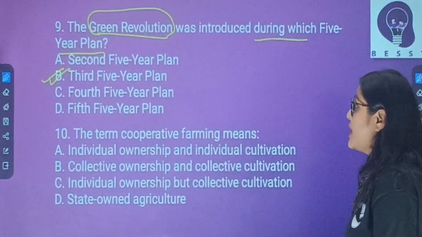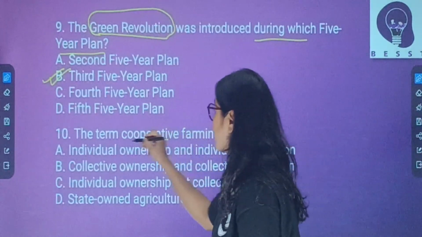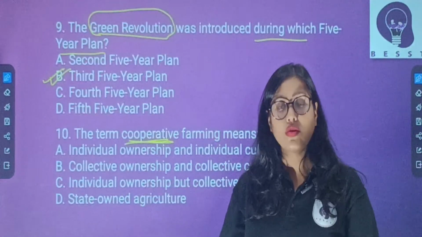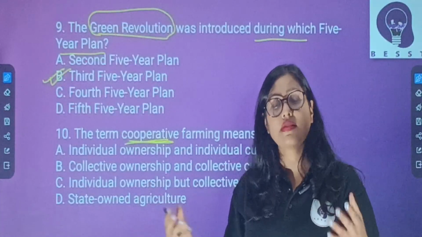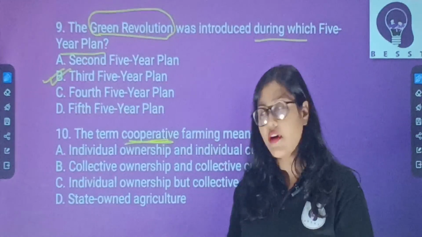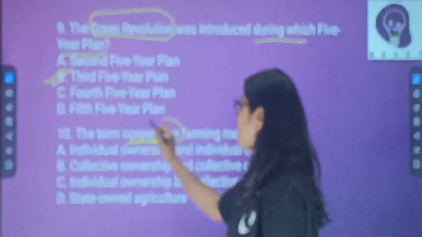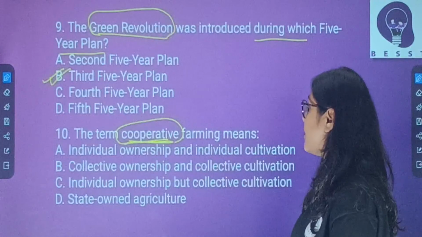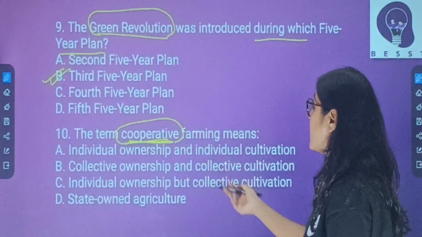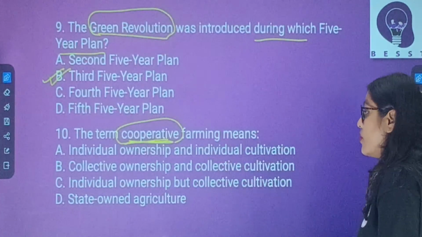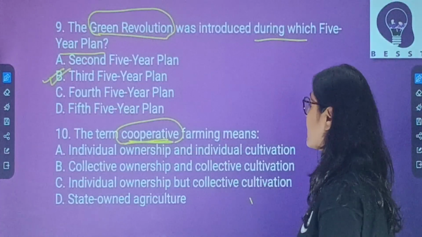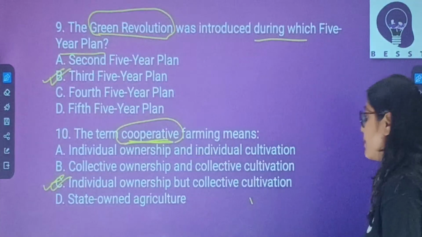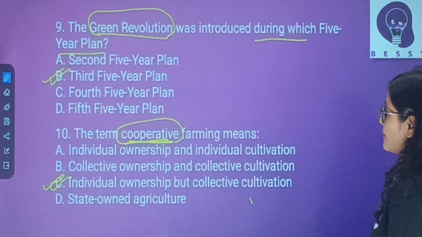The term cooperative farming means, so what does the term cooperative mean? It means to cooperate. All the landowners, all the tenants, all the farmers, they will be cooperating and doing the farming, right? So what does this cooperative farming mean? Individual ownership and individual cultivation? No. Collective ownership and collective cultivation? No. Individual ownership but collective cultivation. So the answer will be option C. Individual ownership but collective cultivation.